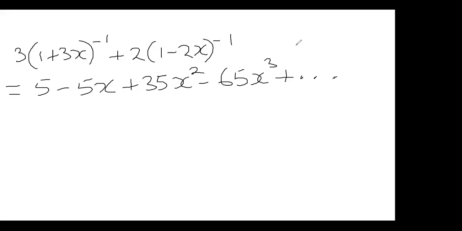And then the second part wants us to find the range of values of x for which the expansion is valid. Okay, so what guided my going up to x to the power 3? Why did we go up to x to the power 3, not x to the power 4 or x to the power 2?